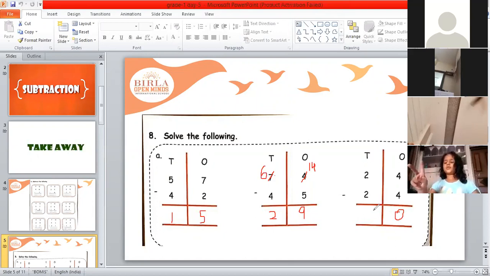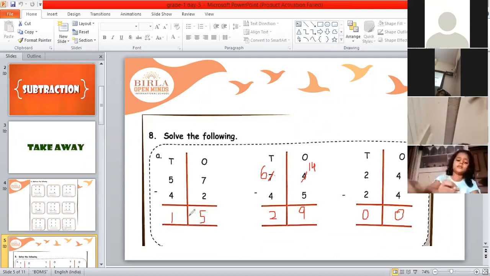From these 2 fingers, how many do you have to take away? 2. Now tell me what is the answer? 0. Yes, so the answer is 0. Very good, Arohi. That's the correct answer. So 24 minus 24 is 0. And children, remember one thing, whenever you are subtracting same numbers, you will always get the answer 0. Whenever we are subtracting same numbers, we'll always get 0.